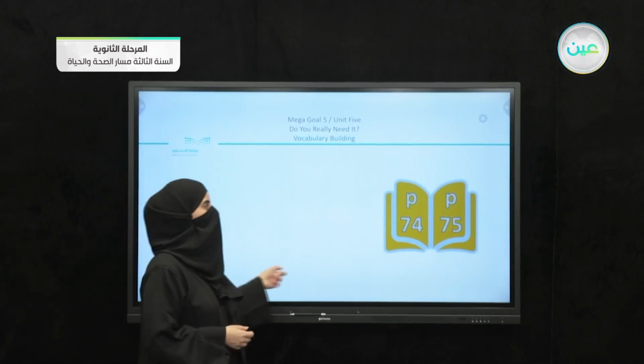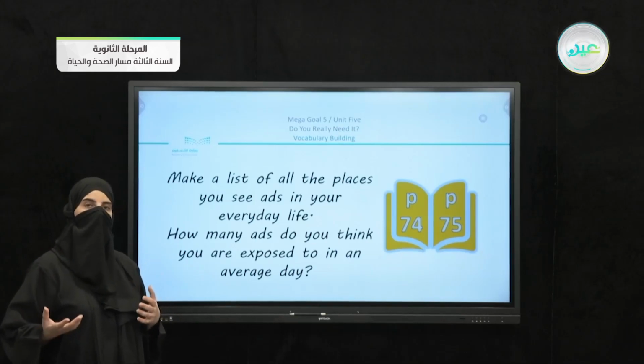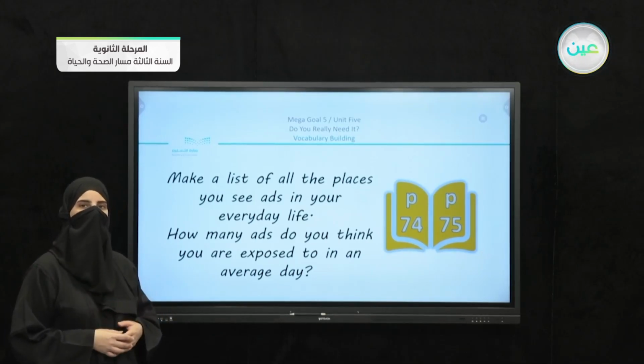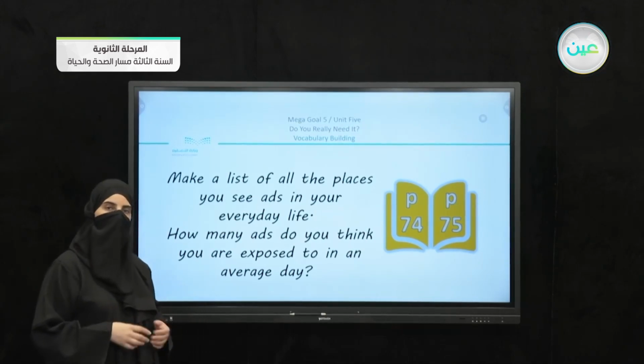Now, I want you to prepare for page number 74 and 75, which is our reading lesson. You are going to see the same words that we have here in the vocabulary building within your passage. And we do have here an assignment for you. Make a list of all the places you see ads in your everyday life. How many ads do you think you are exposed to in an average day? So these are the assignments. Just think about different ads and also how many do you think you are exposed to? And we are going to discuss this part, inshallah, in our next lesson, which is the reading lesson.